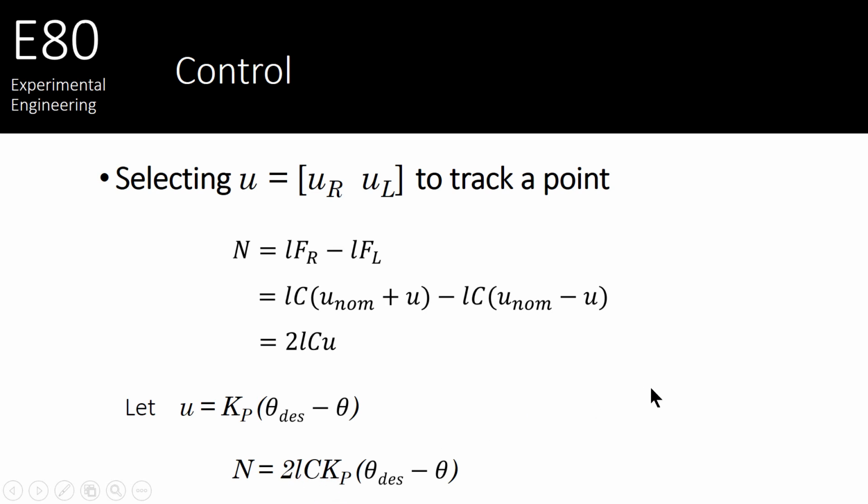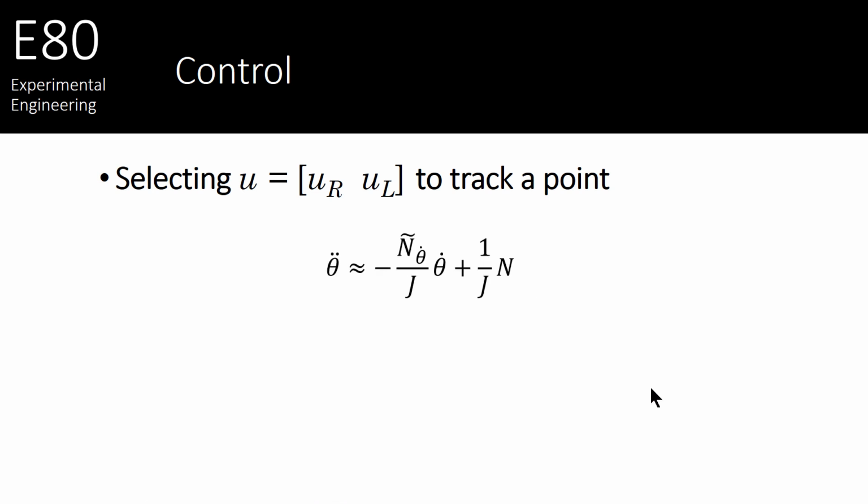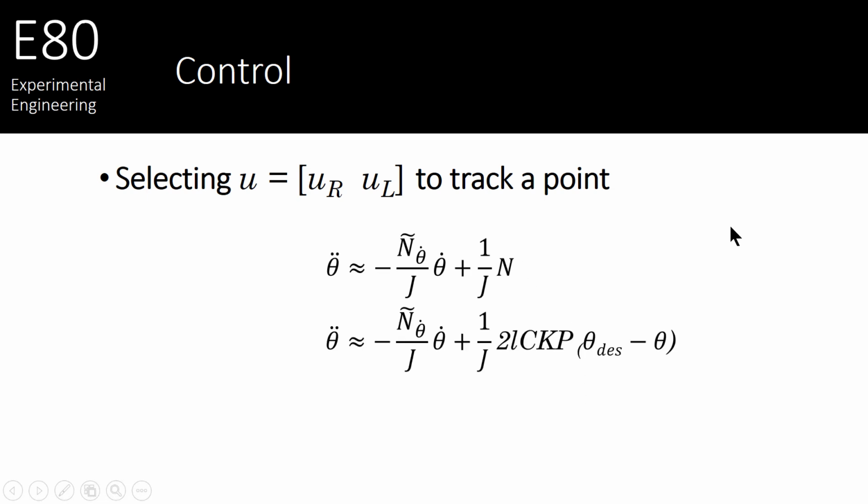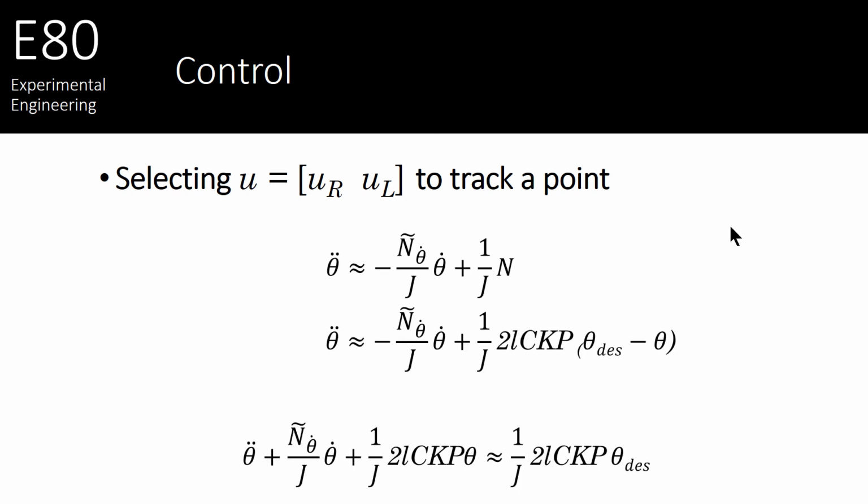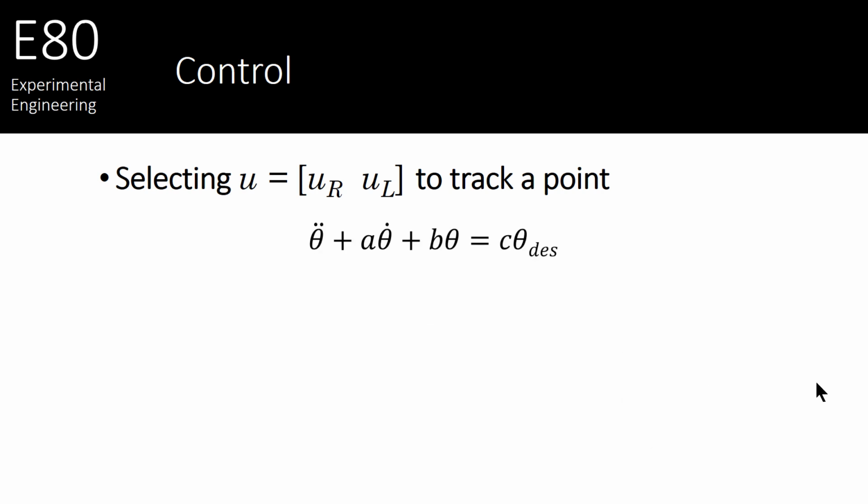Now we can take N, plug it into our dynamic equation right here, and we can start to produce what looks like a second order equation. It might even be a second order LTI equation, similar to those that you've seen in E79, where we've got an input signal and an output signal, theta. Just in case you don't remember what such an equation looks like, I've taken all the constants and reparameterized it into A, B, and C for you. Now this might look much more familiar.